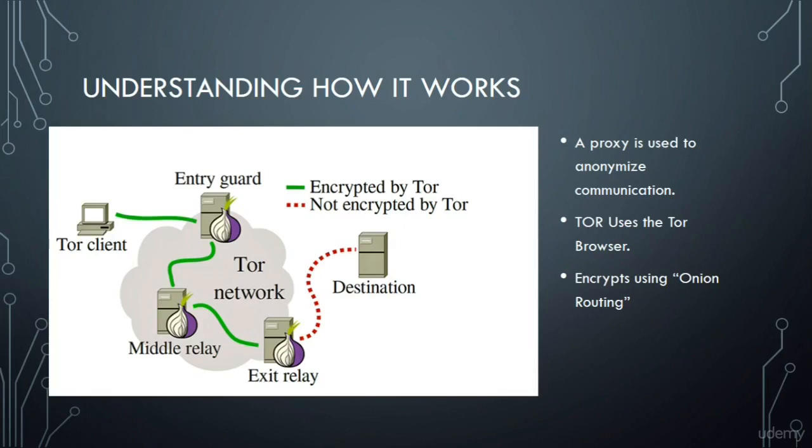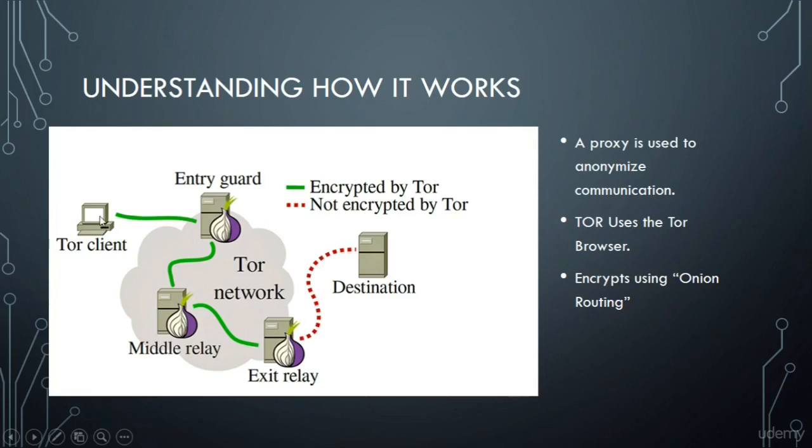So basically let's understand how Tor works. Tor is a system, a series of proxies that is used to anonymize communication over the internet. Tor, the onion router, uses the Tor browser, which as I said is the tool that we're going to be using to browse the deep web or the dark net. It encrypts data using the onion routing system, which is basically a layer of proxies that will shield your traffic as you're browsing the deep web or dark net.